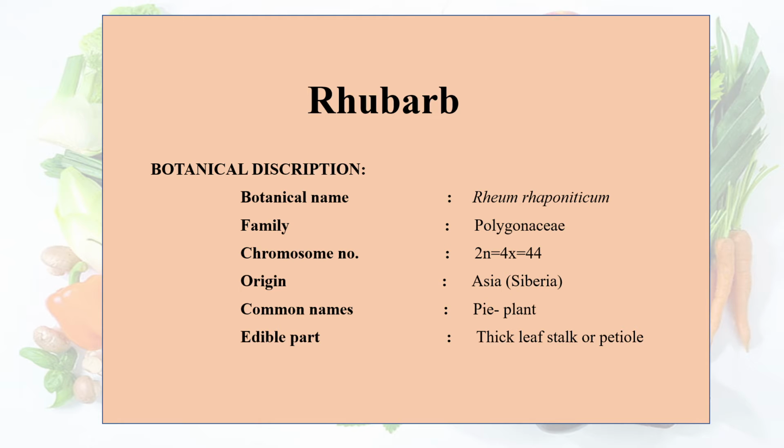And the common name for this rhubarb is pie plant. See, let's discuss an important point here: the common name of rhubarb is pie plant, but there is one other name for some crop, poi plant, P-O-I. This poi is a common name for Basella. Don't confuse poi and pie. Don't confuse between these two. Okay. The edible part is the thick leaf stalk or petiole. Not only this, flower and leaves are also edible parts in the rhubarb.